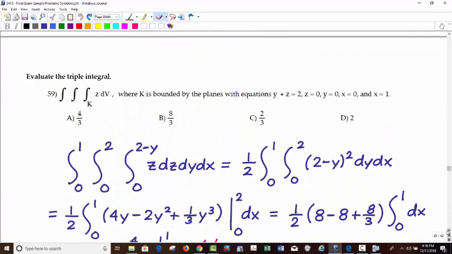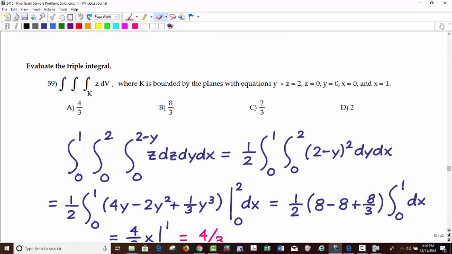Number 59, we got to evaluate a triple integral. Let's see what we have. So I would go dz, dy, dx because you got both variables y and z here. I guess you could go dy, dz, dx, but definitely want x to be last because x is clearly numerical here. But if I go z first, that means I got to solve for z in terms of the variables there. So z equals 2 minus y. So z goes from 0 to 2 minus y, and then y would go from 0 to 2.